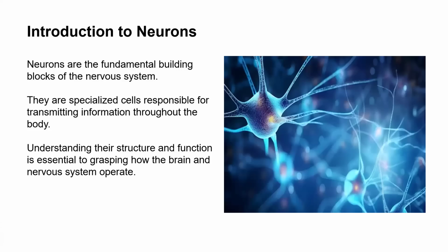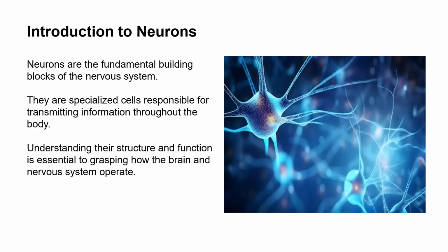So what are neurons? Neurons are the specialized cells that are found in the brain and in the nervous system. In fact, neurons are the fundamental building blocks of the nervous system. They are the specialized cells responsible for transmitting information throughout the body from the brain. Neurons are the structural and functional unit of the nervous system.